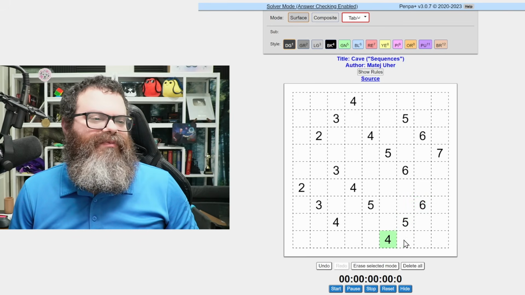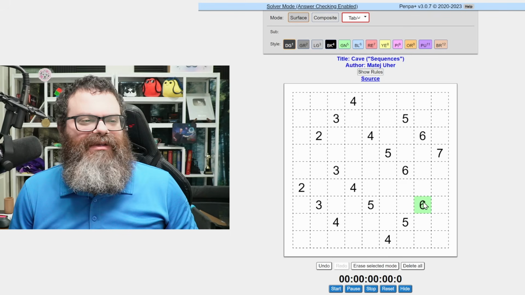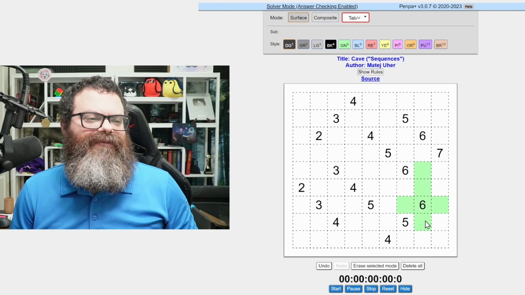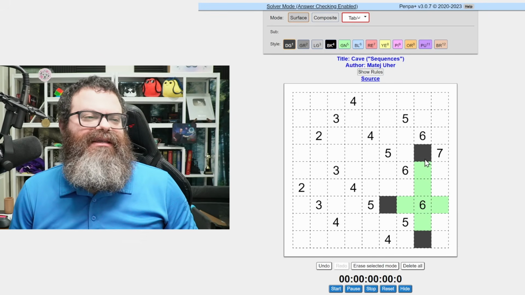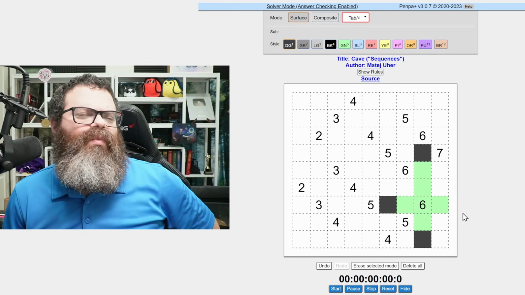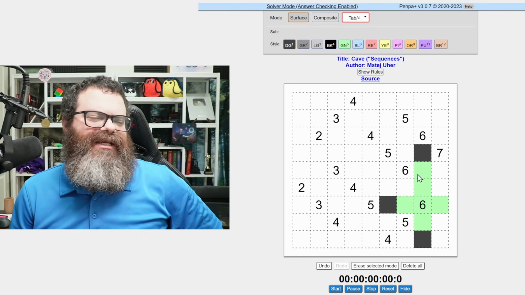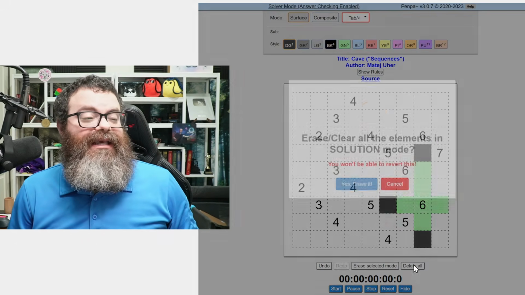And so we could fulfill this 6 by going, let's see, 1, 2, 3, 4, 5, 6. So this would be 6 seen. And so we would then need to have wall, the shaded cells, surrounding it to prevent it from growing further. So this 6 is fulfilled. And that's it. Those are the rules.